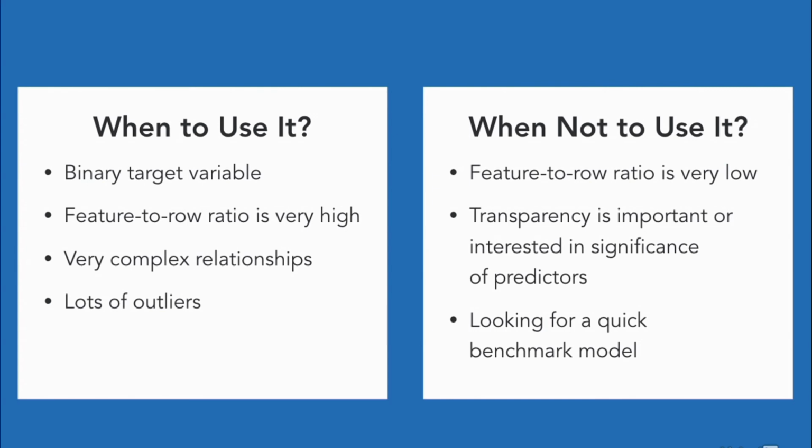In summary, SVM should be used when you have a lot of features, but few rows, or when you have a lot of outliers that you're trying to untangle. But it is quite slow to train, so if that's a constraint, you might want to look somewhere else.